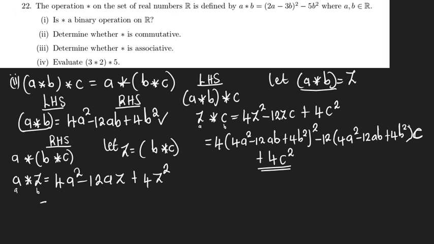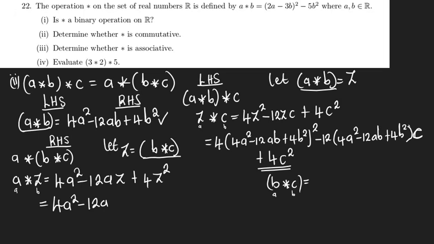Now, this is going to be 4A power 2 minus 12AB. Now, notice that Z was this particular operation. So, since we have an operation B star C, we can do the same thing that we did before. So this is going to be considered as our A, this is going to be considered as our B.